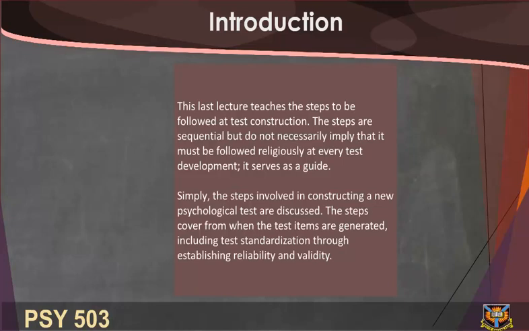Introduction. This last lecture teaches the steps to be followed at test construction. The steps are sequential but do not necessarily imply that they must be followed religiously at every test development. It serves as a guide. Simply, the steps involved in constructing a new psychological test are discussed. The steps cover from when the test items are generated, including test standardization, through establishing reliability and validity.